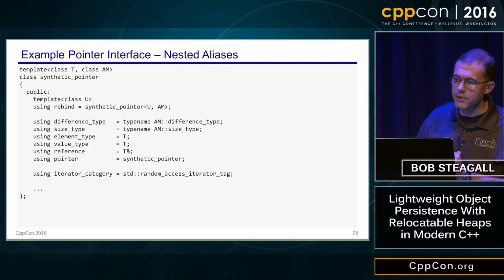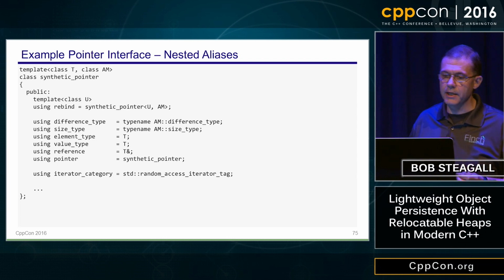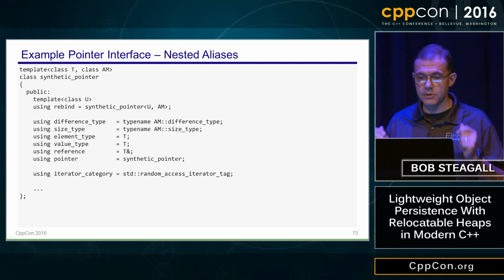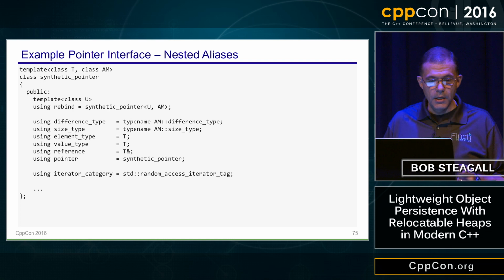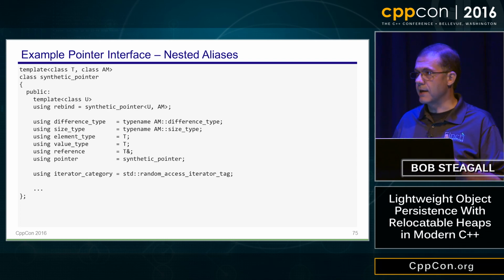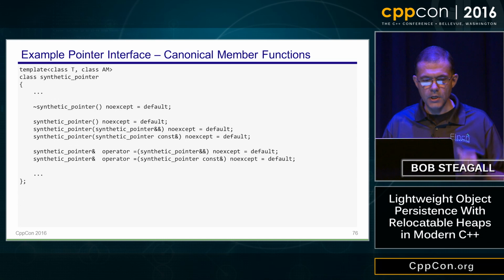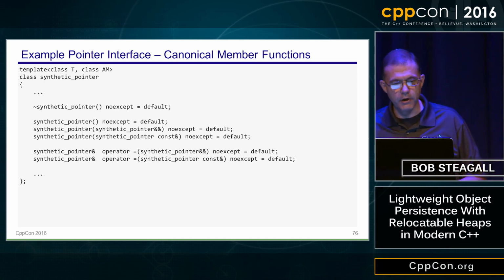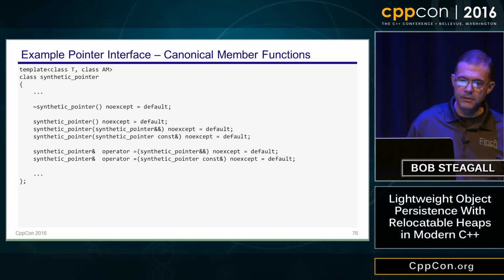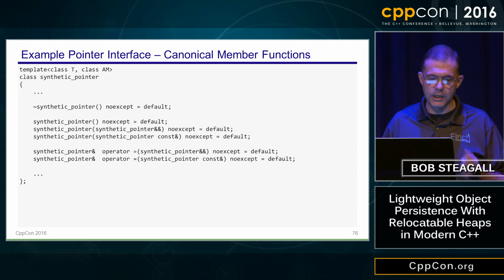Okay, at the top of the template is the prologue. There's a rebinder and some nested type aliases for consumption by standard pointer traits. I've also thrown in a random access iterator tag so that the synthetic pointer can be used as a random access iterator with the standard algorithms. There are no surprises in the canonical member functions. Everything is defaulted, and I've cheated a little bit and made them noexcept, even though strictly they shouldn't be.